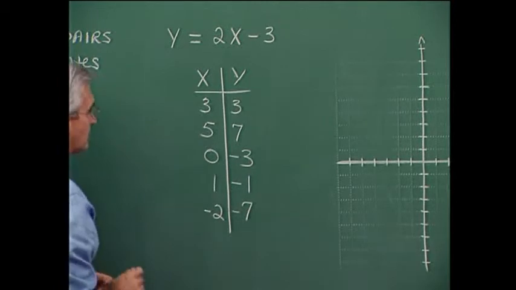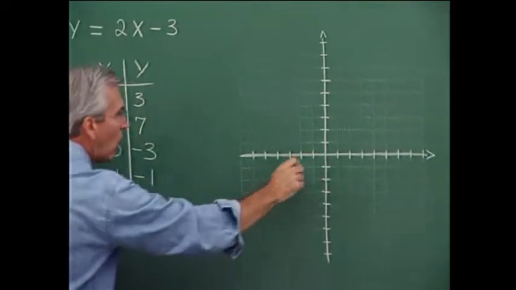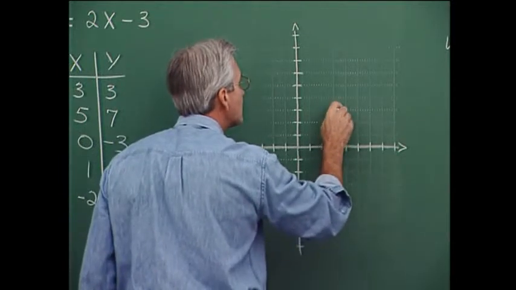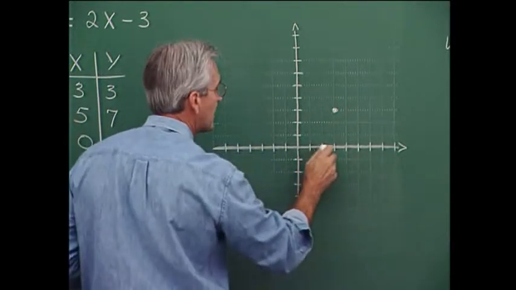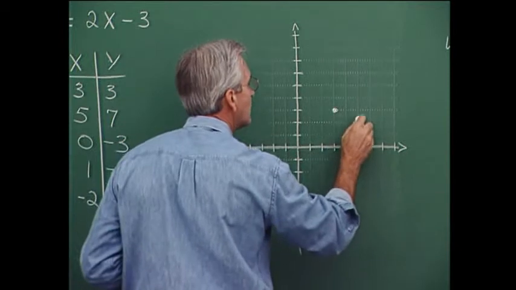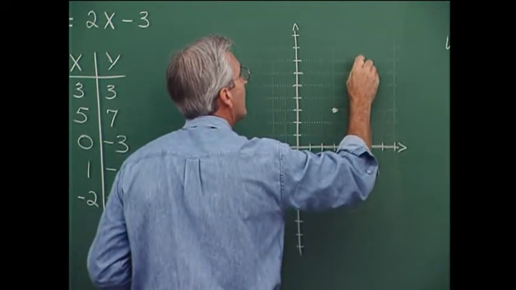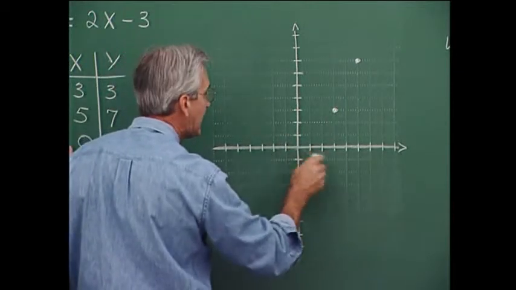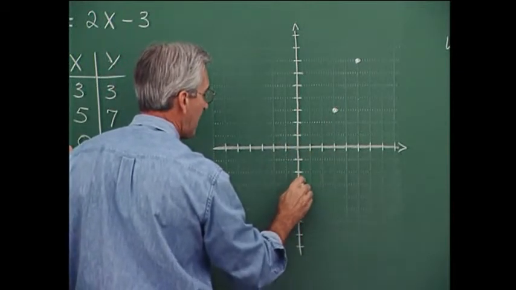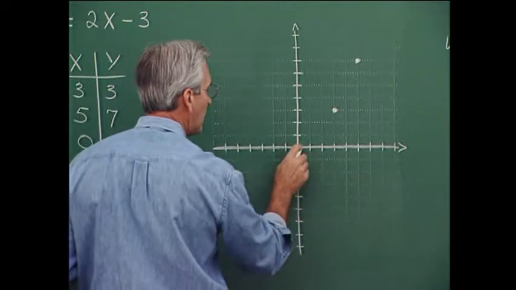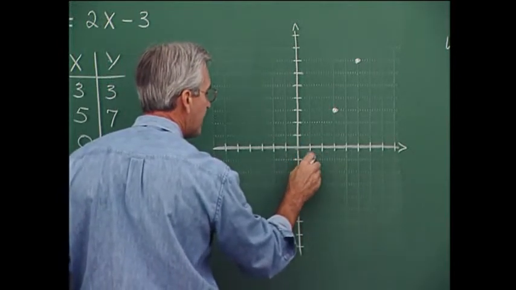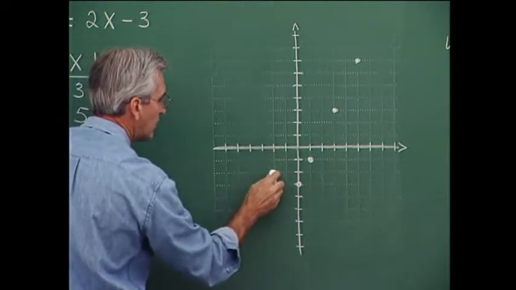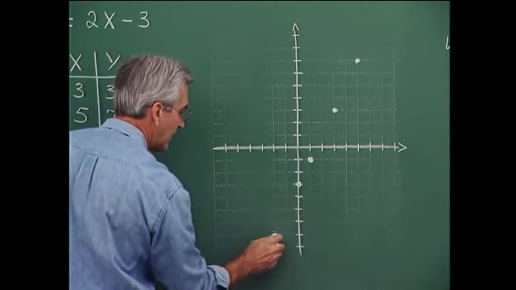Now let's plot the points. Okay, we have the point 3, 3. Over here on our coordinate plane, 3, 3. Go over 3, up 3. Boom, there's a point. Next point is 5, 7. Here's 3, 4, 5, up 1, 2, 3, 4, 5, 6, 7. Next point, 0, negative 3. 0 means no distance this way. Negative 3 is down 3. Then the point 1, negative 1. From here 1, then negative 1. The point negative 2, negative 7. Negative 2, then down 1, 2, 3, 4, 5, 6, 7.